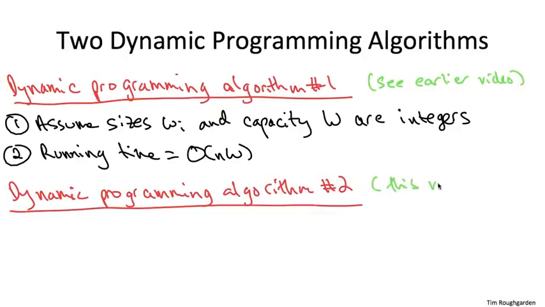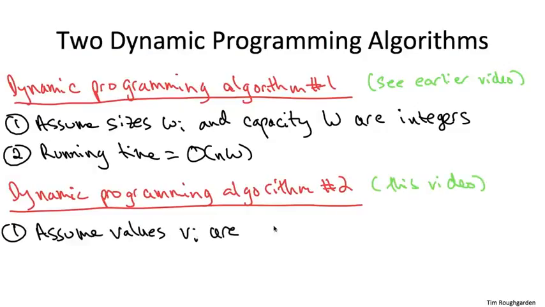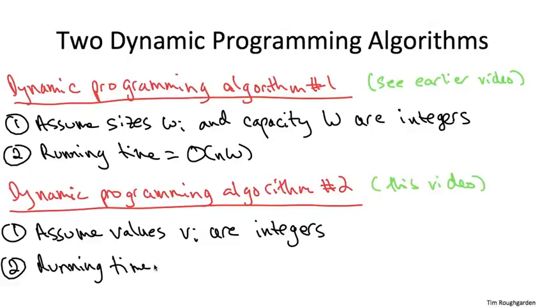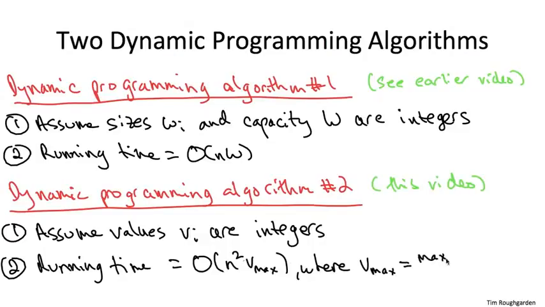Rather, for that kind of heuristic, what we really want is a polynomial time solution for the special case where item values are small. That is precisely the solution we're going to provide in this video. We will be assuming that the values are all integers, the sizes and the knapsack capacity can be whatever, and the dynamic programming solution that we develop will have running time big O of n squared times Vmax. Vmax here denotes the maximum value of any item.